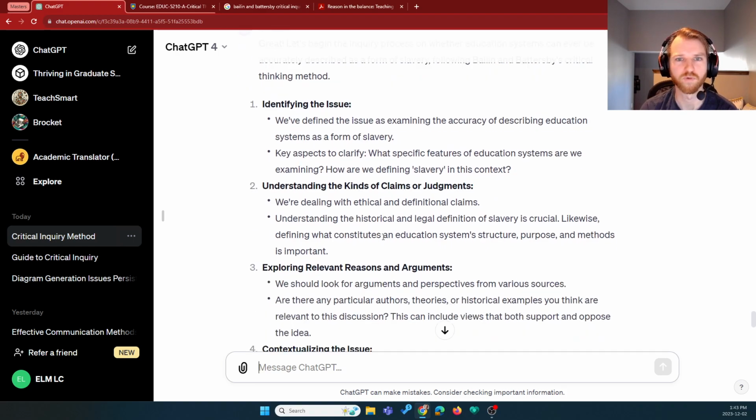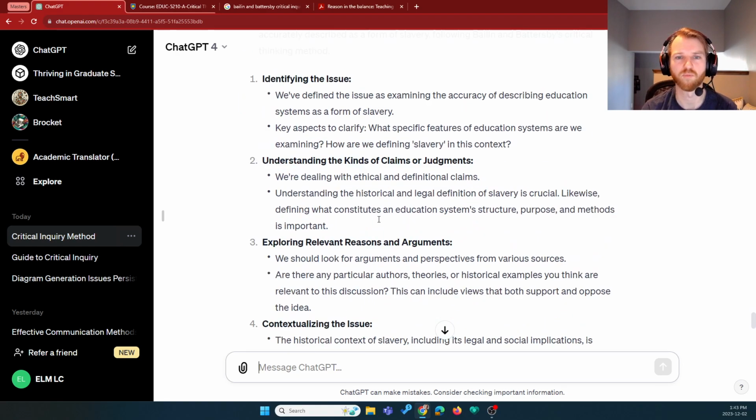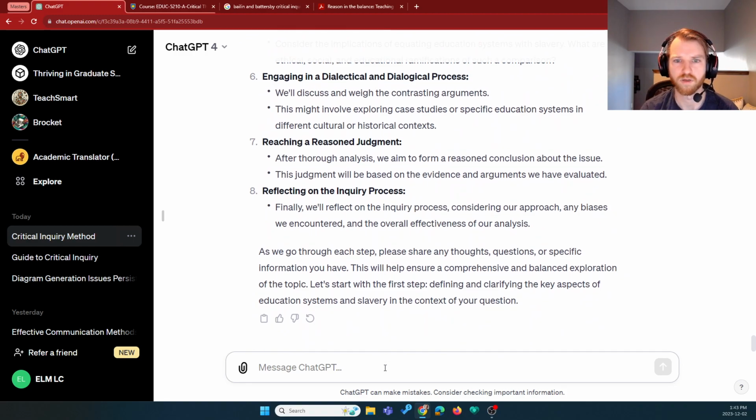So we're going to have to do this the hard way a little bit. Yeah, so it just repeated what it said before. So, okay, there we go. Now it's saying at the end, let's start with the first step, defining and clarifying the key aspects of your education system and slavery in the context of your question. Okay, so I'm just going to say, how would you go about step 1 for this topic?